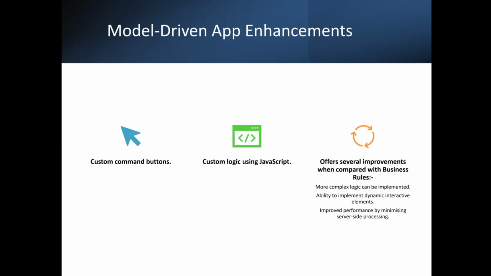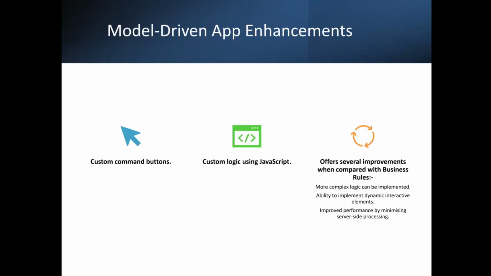next on the list is model-driven apps. Now, with model-driven apps and pro-code, we're typically looking at JavaScript and ways that we can bring JavaScript into our model-driven apps. And there's a couple of different ways we can do that. Firstly, we've got custom command buttons. That's where you can create a button within your model-driven app form. When you click on that button, it'll go and execute some JavaScript code.